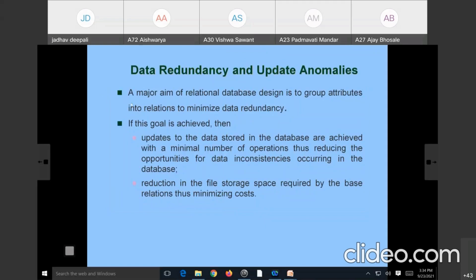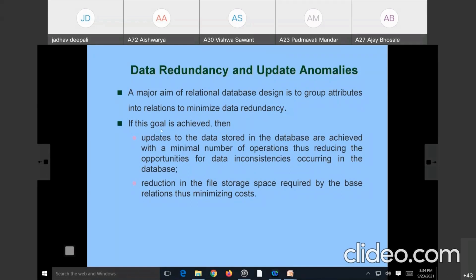Now see, a major aim of relational database design is to group attributes into relations to minimize the data redundancy. What is the purpose of normalization? Minimize the data redundancy. See, it is not possible to avoid the entire redundancy. In some cases, we need to keep the duplication, we need to keep the redundant data, but the major aim of database design is to minimize this data redundancy.